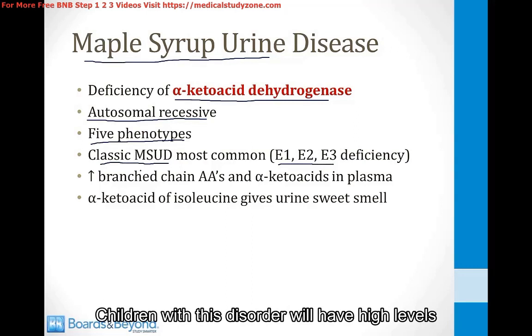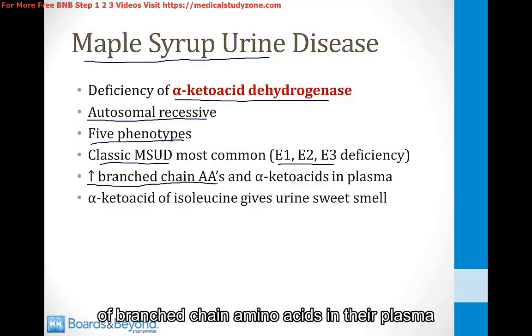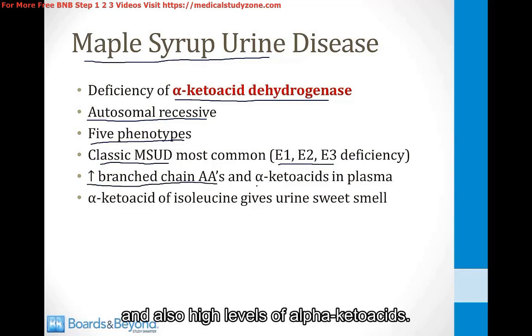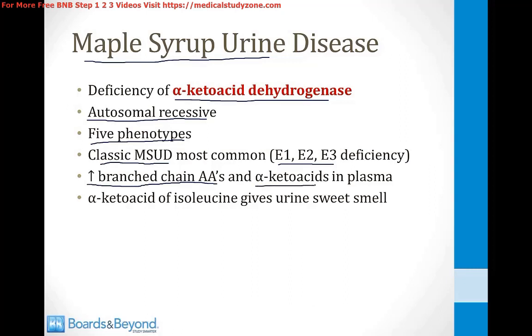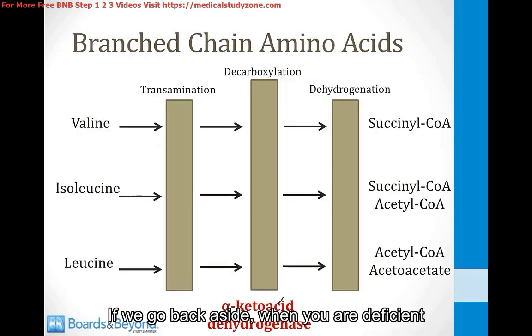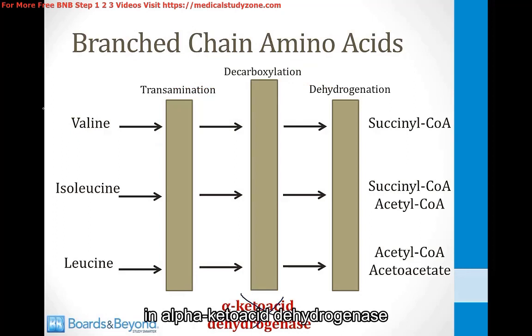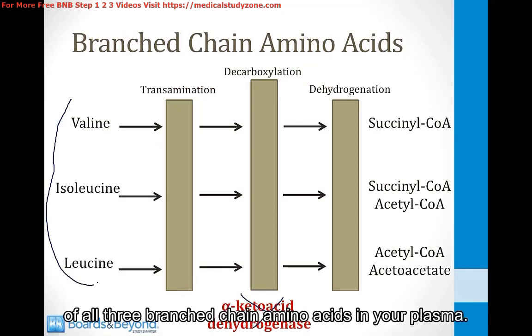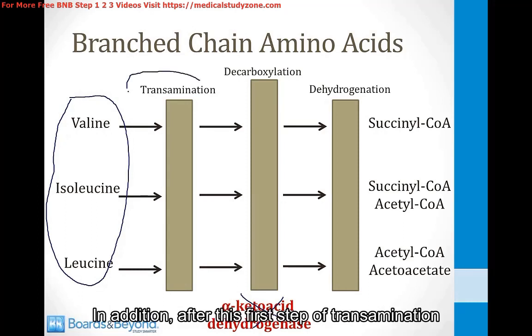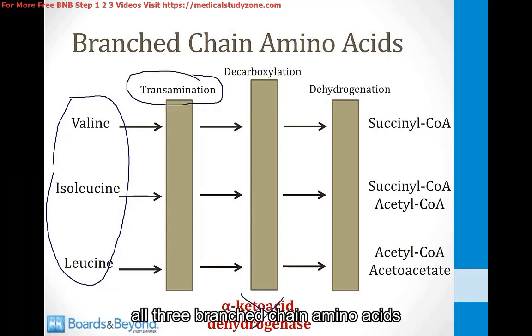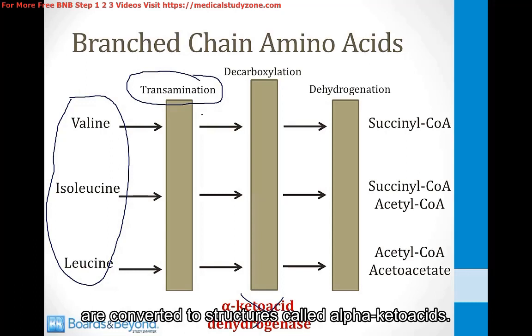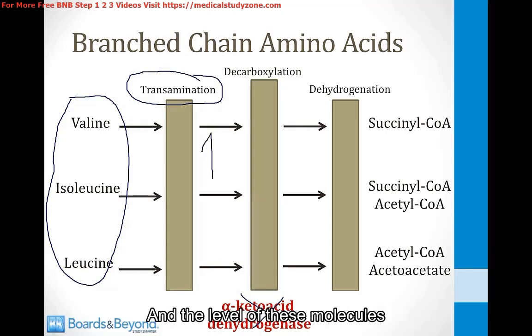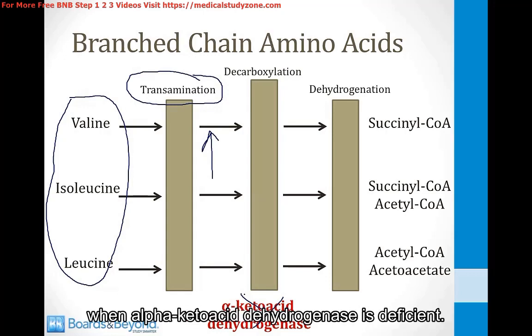Children with this disorder will have high levels of branched chain amino acids in their plasma and also high levels of alpha-ketoacids. If we go back a slide, when you are deficient in alpha-ketoacid dehydrogenase, you will have high levels of all 3 branched chain amino acids in your plasma. In addition, after this first step of transamination, all 3 branched chain amino acids are converted to structures called alpha-ketoacids, and the level of these molecules will rise in the blood as well when alpha-ketoacid dehydrogenase is deficient.